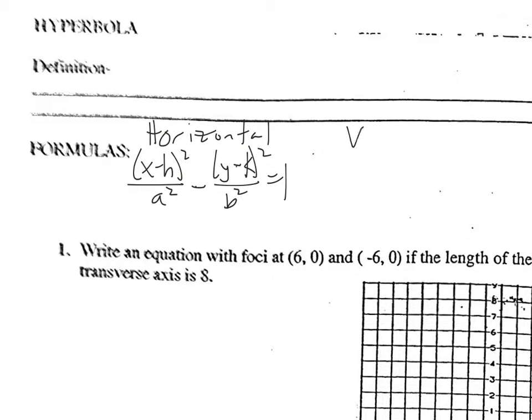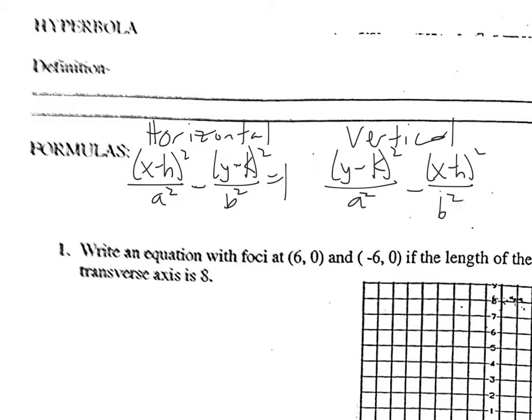In the vertical, it's going to be y minus k squared, so now the y is going to come first, over a squared. Notice a squared comes first in both cases, minus x minus h squared over b squared equals 1. And then the relationship that you guys need to know is a squared plus b squared equals c squared.